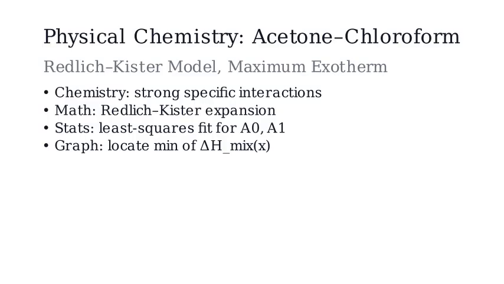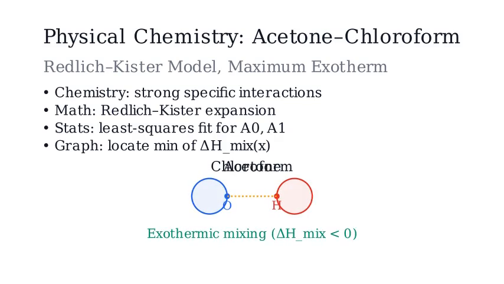Chemistry first. Acetone has a polar carbonyl group, and chloroform can donate a weak hydrogen bond. Together they interact strongly, releasing heat when mixed. That heat release means the mixing enthalpy is negative, or exothermic. Let's visualize this with a simple interaction sketch.